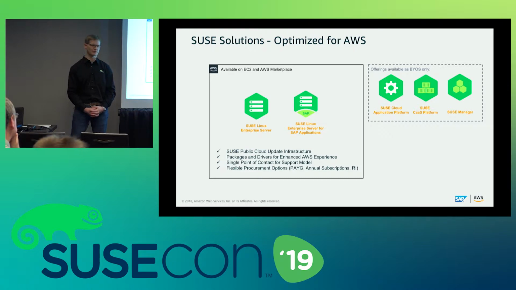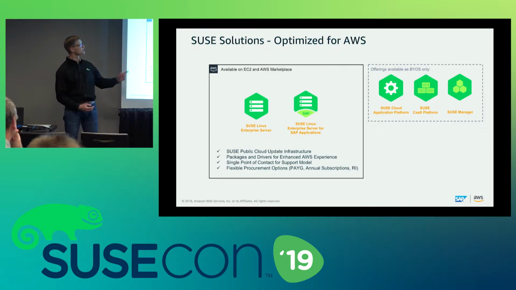The SUSE Linux Enterprise Server and SUSE Linux Enterprise Server for SAP Applications are the leading products for business critical mission applications. The customer can use both products as an AMI image, as a marketplace image, or as a bring your own subscription image. The benefit of the AMI image is that they can use the public cloud update infrastructure, which means SUSE takes care that the patches and updates are provided by our team, and the customer can use this as long as they are running the instances and they pay only for what they are using.